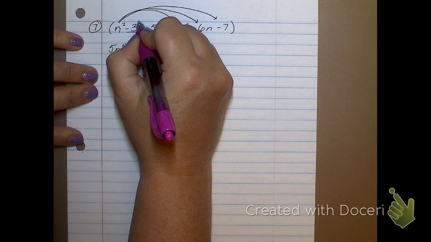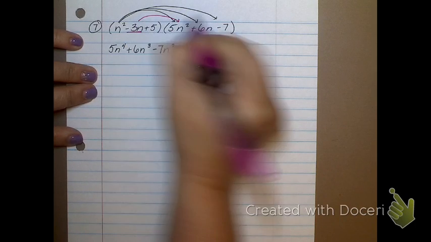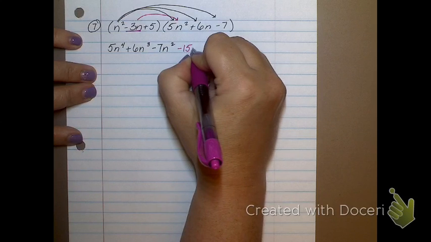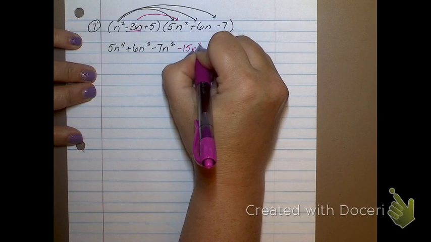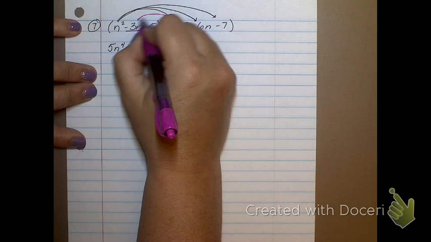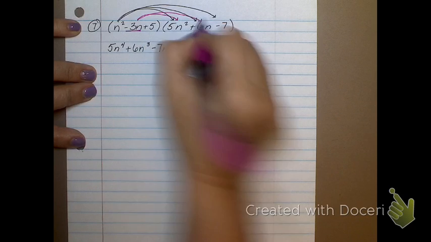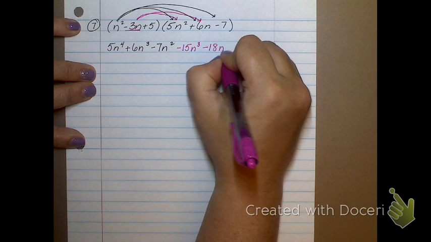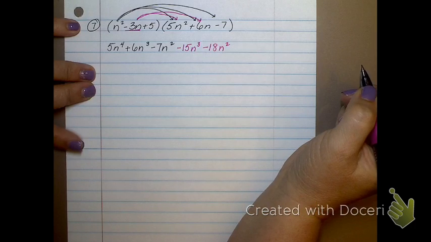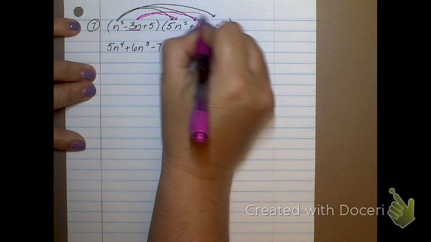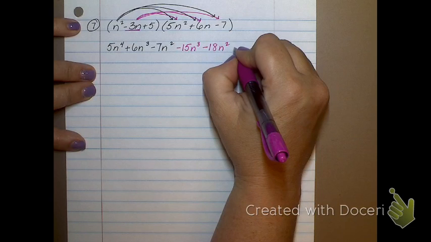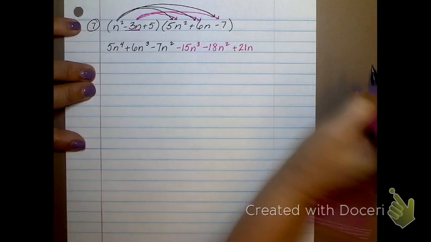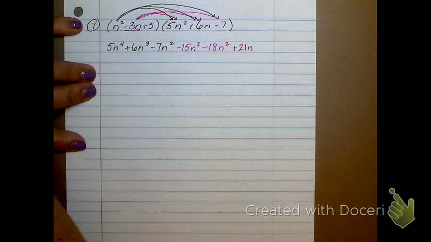Let's distribute that guy. Negative 3n times 5n squared, negative 15n to the third. Negative 3n times positive 6n is negative 18n squared. And negative 3n times negative 7, positive 21n. Now what?